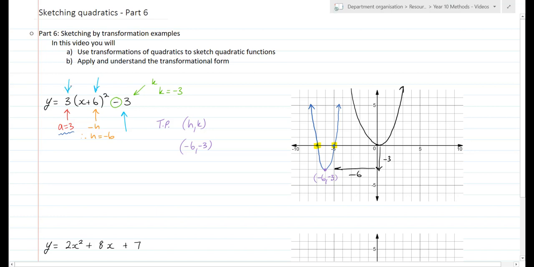That's what transformations are all about: the idea that if we understand the transformational form of a function, then all we have to do is make some translations and some dilations, and we're done. So if you understand that transformations, then you're pretty good with that.